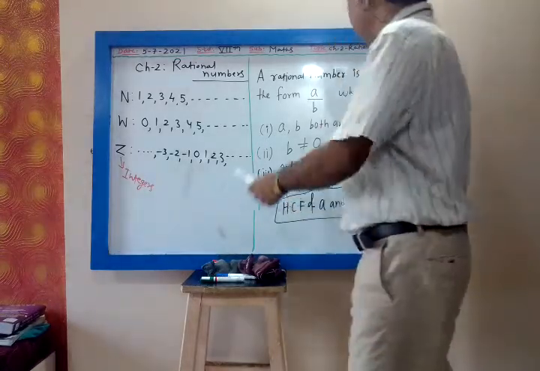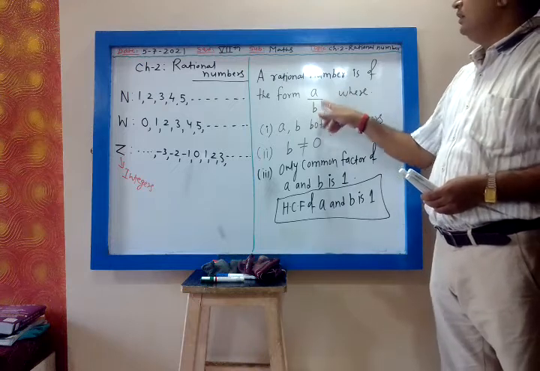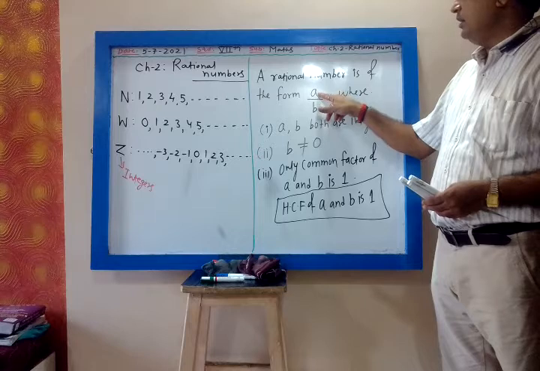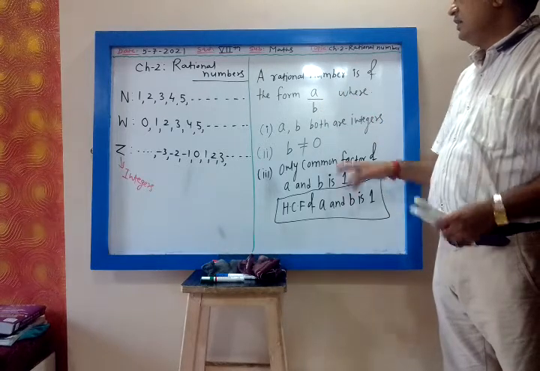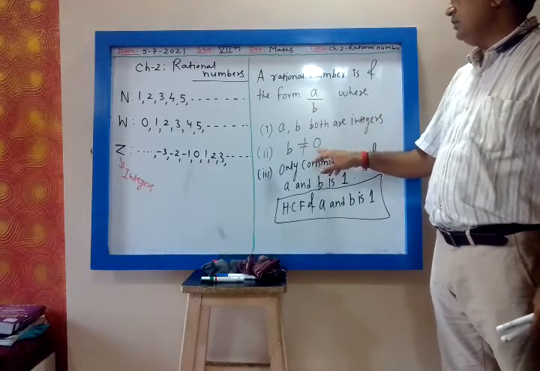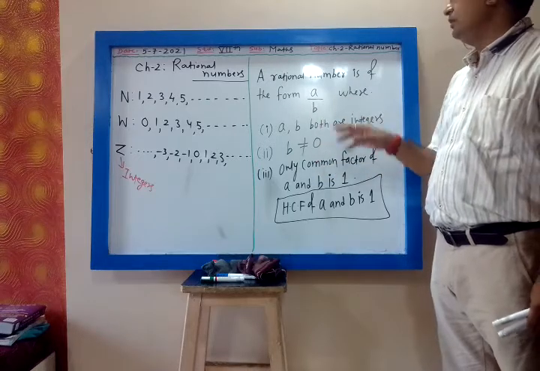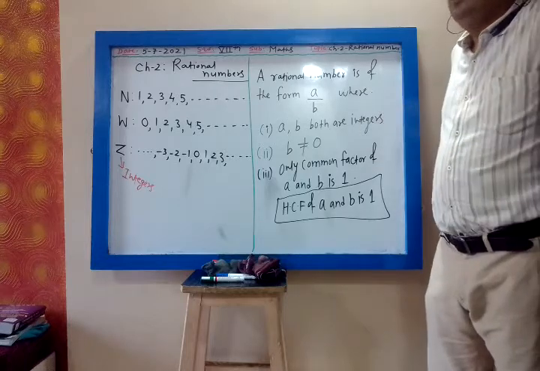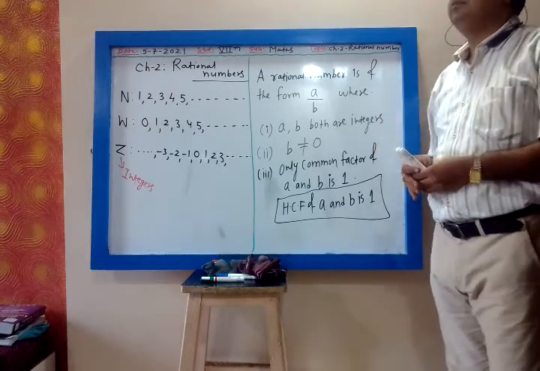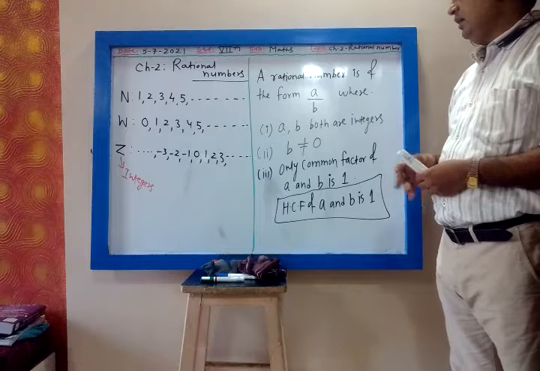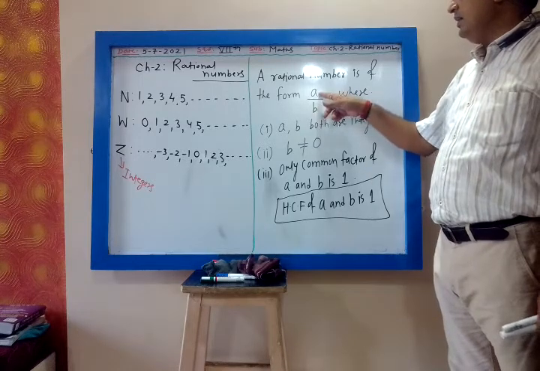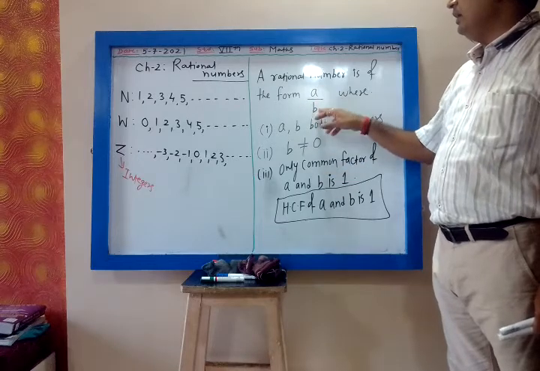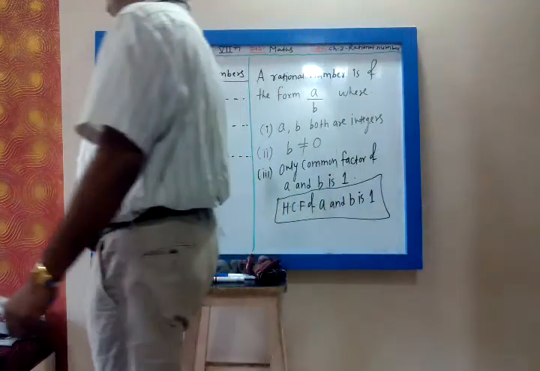Right. So any rational number is of the form a upon b, which means numerator upon denominator. What is my numerator? The numerator is an integer, and the denominator is also an integer. Second, the denominator should be non-zero. And third, the only common factor between a and b is 1. So if a and b are integers, the denominator is not equal to 0, and the only common factor between a and b is 1, then it is a rational number.